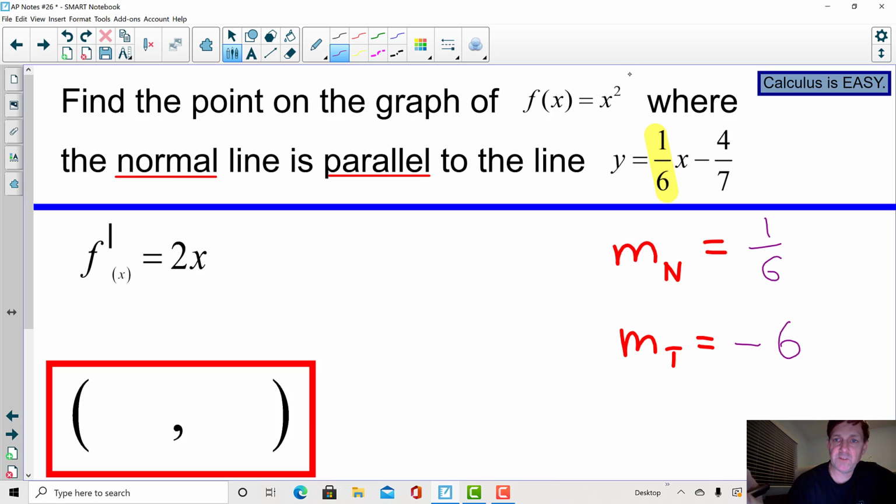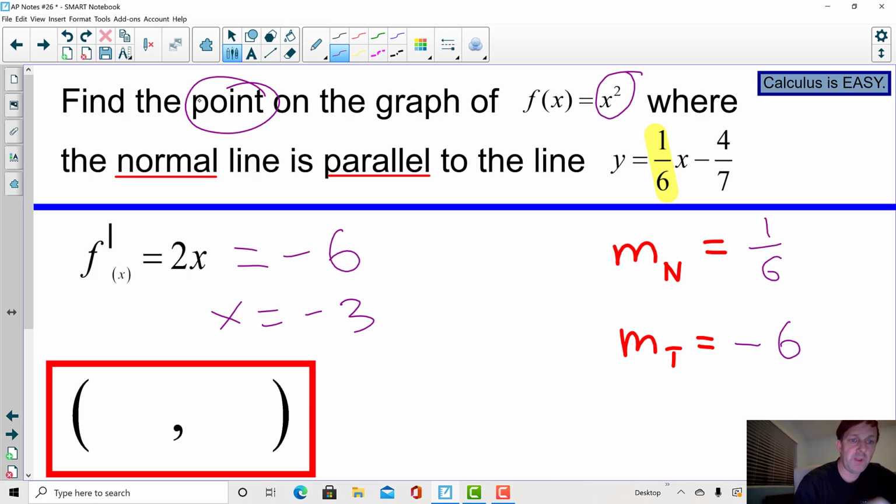We also know that our tangent slope is the same thing as the derivative. So the derivative of x squared is going to give us 2x. So that's the slope of the tangent line for any value of x. We know our tangent slope is equal to negative 6. So we can set this equal to negative 6, and then we can solve it. If you divide both sides by 2, you get x is equal to negative 3.